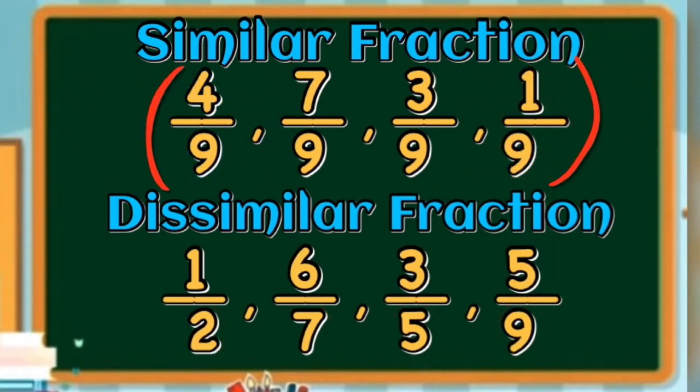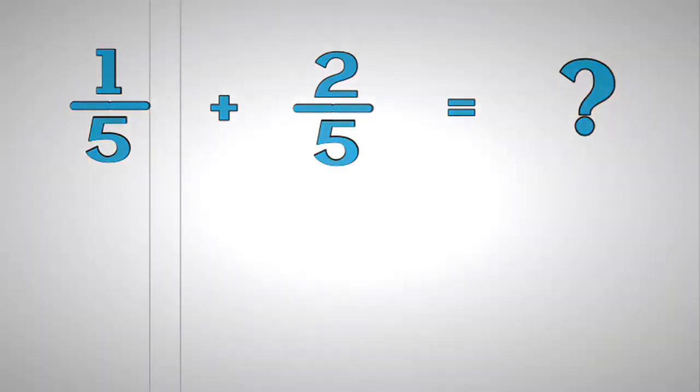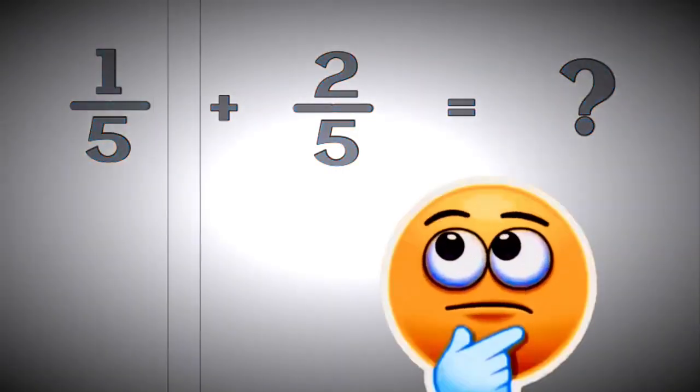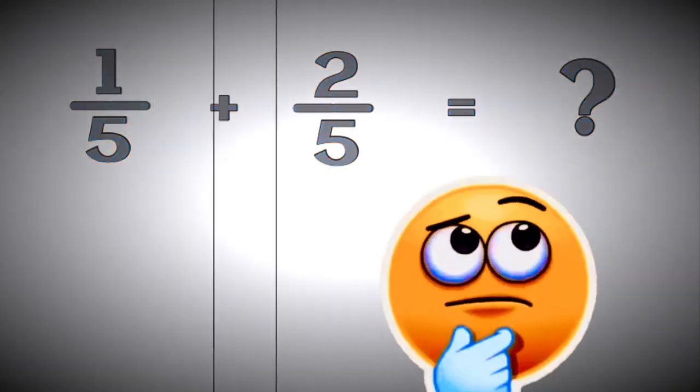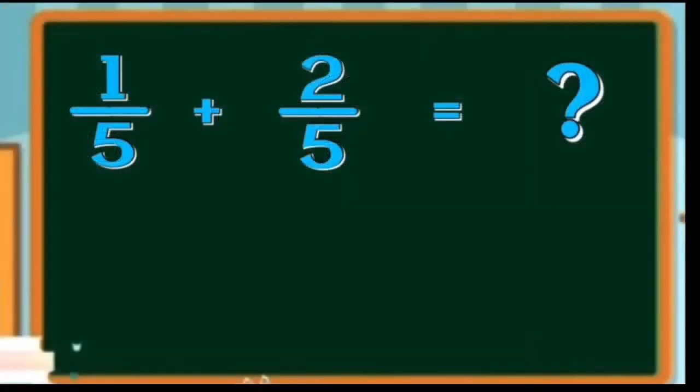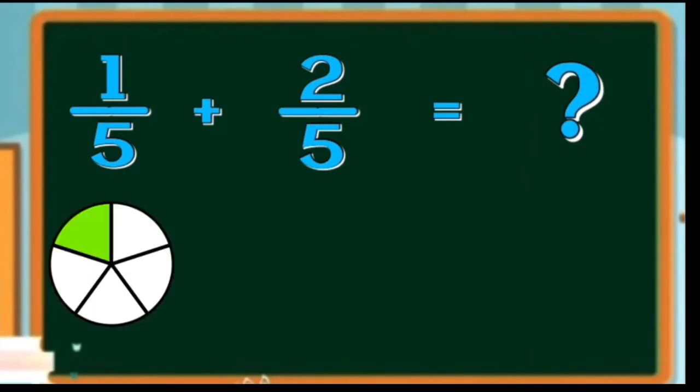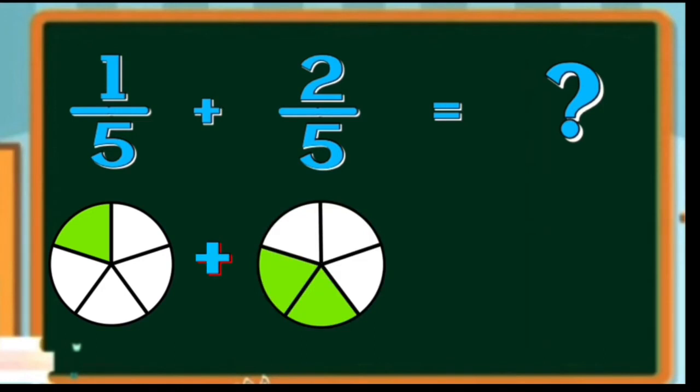Let's start with the similar fractions. How to add similar fractions? For instance, we have here 1/5 plus 2/5. Let us have some representations of each fraction. 1/5, a whole, divided into 5 equal parts where one part is taken, plus 2/5, a whole, divided into 5 equal parts where 2 parts are taken.